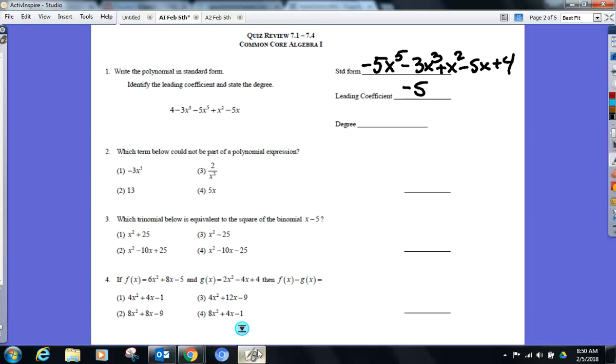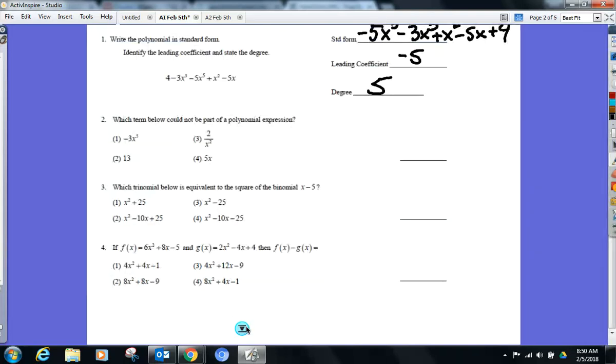The degree is 5. Degree is just 5. That's the highest exponent showing in the polynomial. That's all I want. I don't want 5x to the fifth. I don't want -5x to the fifth. I want the highest exponent only. Do not put a variable with either one of these, leading coefficient or the degree. Are we all good? Okay, I'm going to skip down to 3 now.